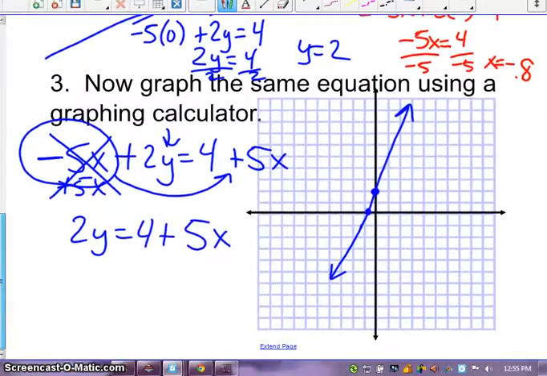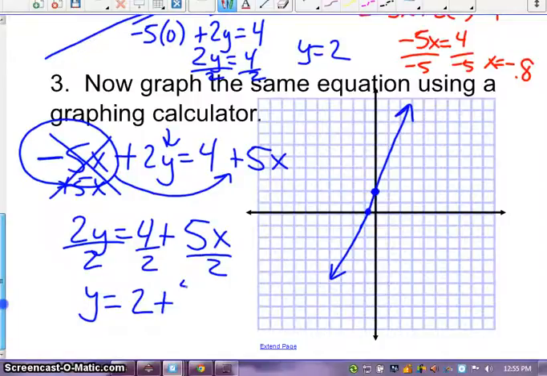Now, we don't want to know what 2y is. We need to get y by itself, because remember, our graphing calculator just has y. So we need to divide every single term by 2. Every single one, you can't skip one. So we have y now is equal to 2 plus 5 over 2 x. And remember, you keep that as a fraction, because that's our slope. The number next to the x is our slope, and our slope is always a fraction. You rise 5 and you run 2.